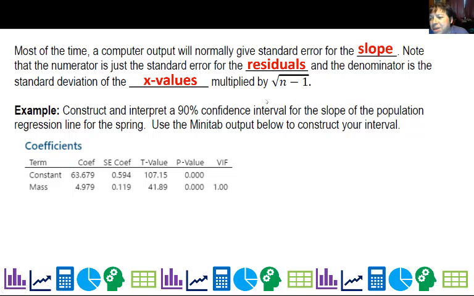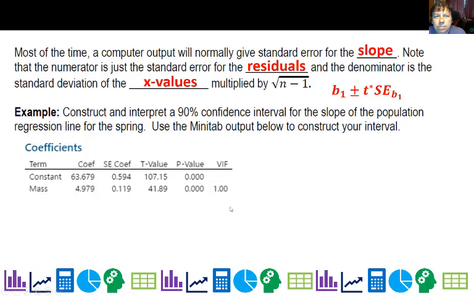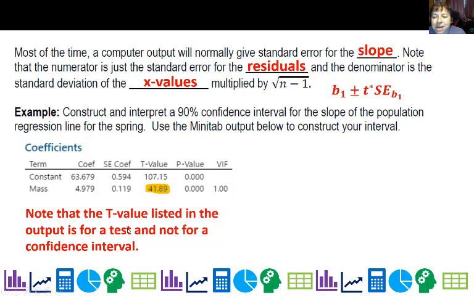It's not required. So let's go ahead and construct and interpret a 90% confidence interval for our example with the spring. And we're going to use the Minitab output below. Now, you might be tempted to think that all of these values up here are actually down here. For example, you might say, oh, that's the t-value. Actually, that t-value is for a test and not for a confidence interval. So please ignore this value here. We're not going to use it. We're going to have to calculate our t-value by hand.